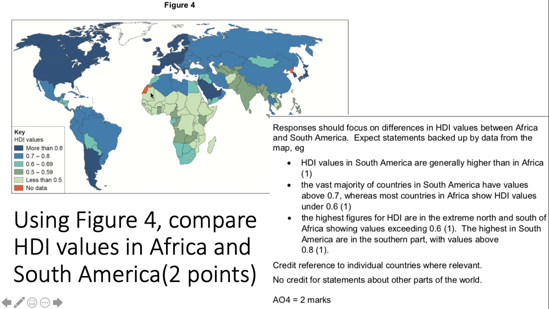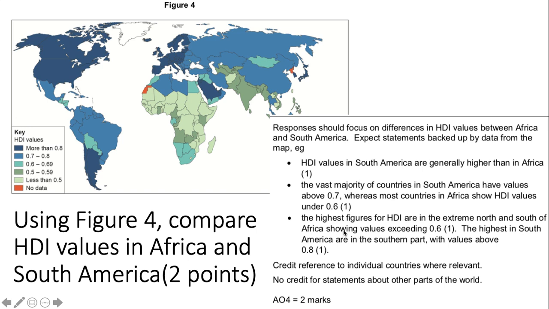A few people managed to identify, in particular, Central Africa has quite low HDI scores. If you're going to be making statements like that, you need to remember really explicitly to use the data from the key as well. So here we've got a couple of model answers that the mark scheme has given us. So you just identified that HDI values in South America are generally higher than in Africa. You would have got a point. If you had done that and included some of the data from the key, that's also worth a mark.